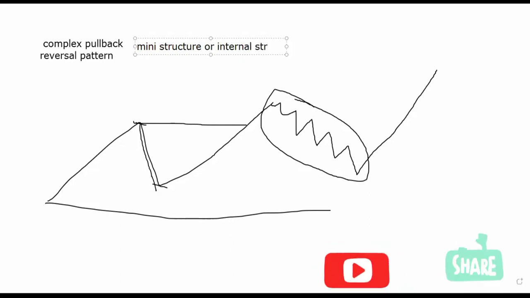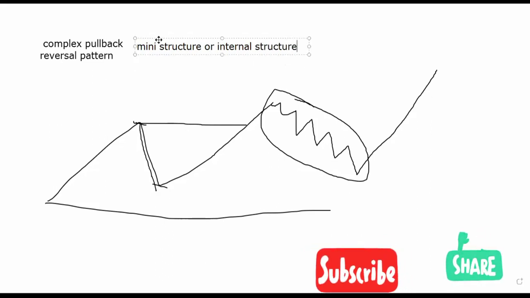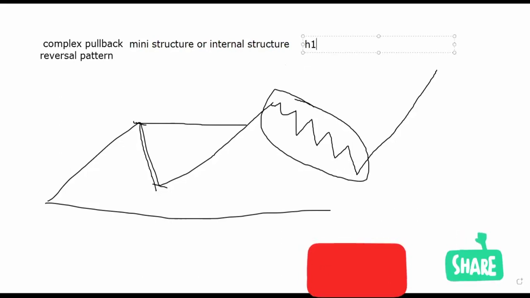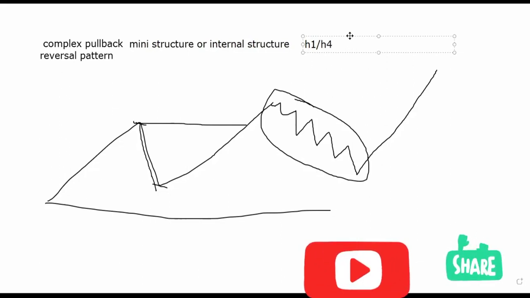So normally we see it on the 1 hour time frame and 4 hours time frame. That's when you find your mini structure, your complex pullback. Let me put it there: H1 and H4. That's where you find it. So usually you find it on our H1 and our H4 time frame.